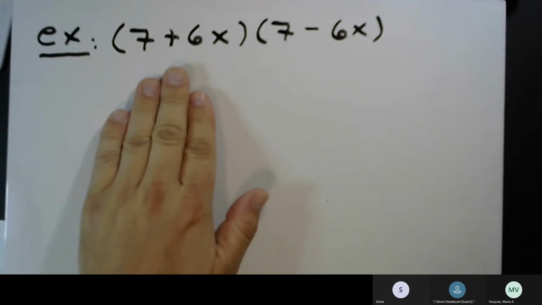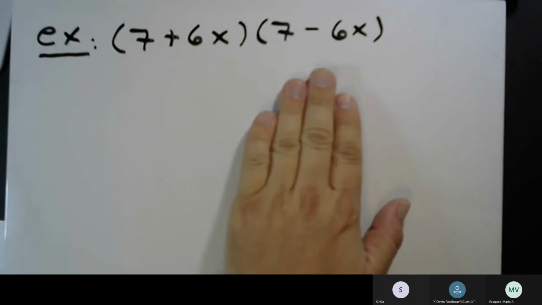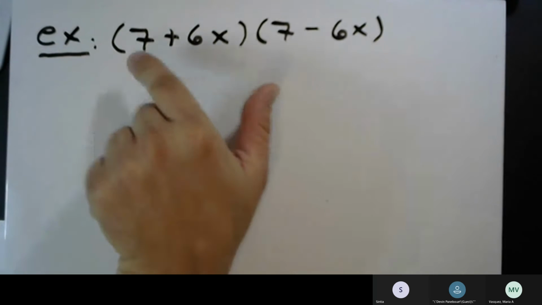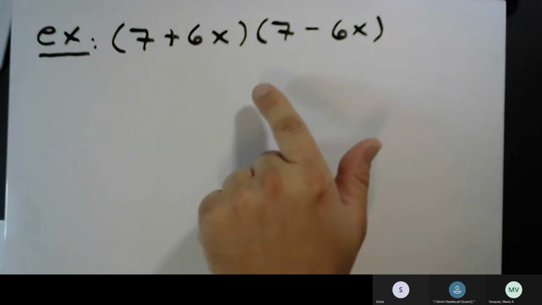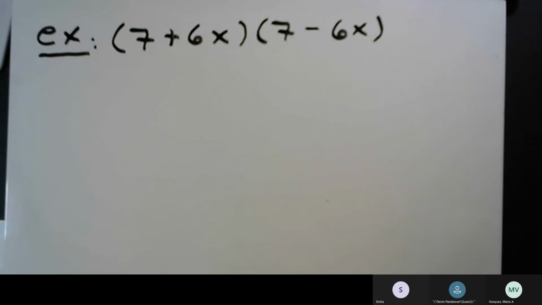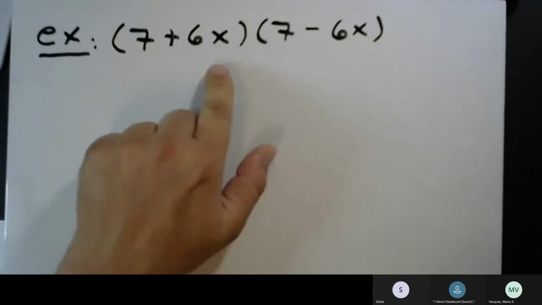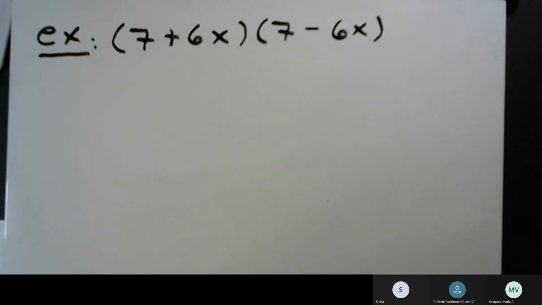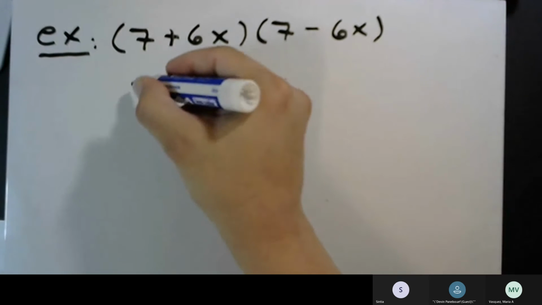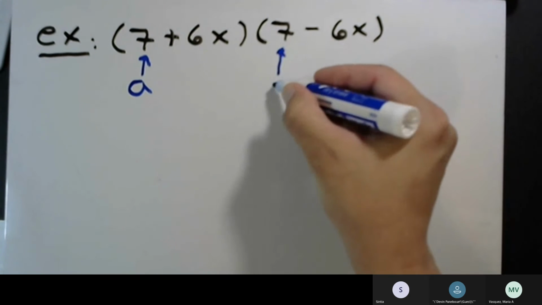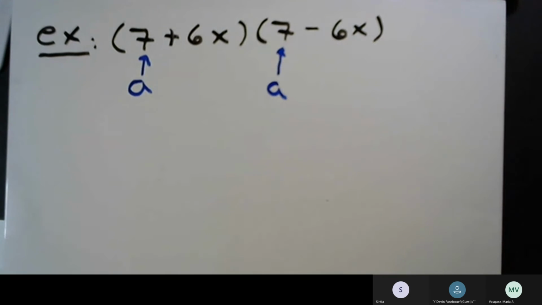Again, whether you have a plus in front or if the plus is here, doesn't matter. So these two expressions, you can switch the order on them. You could have 7 minus 6x times 7 plus 6x, or you can have 7 plus 6x times 7 minus 6x. So again, we're going to look for our a's, and then we're going to look for our b's.